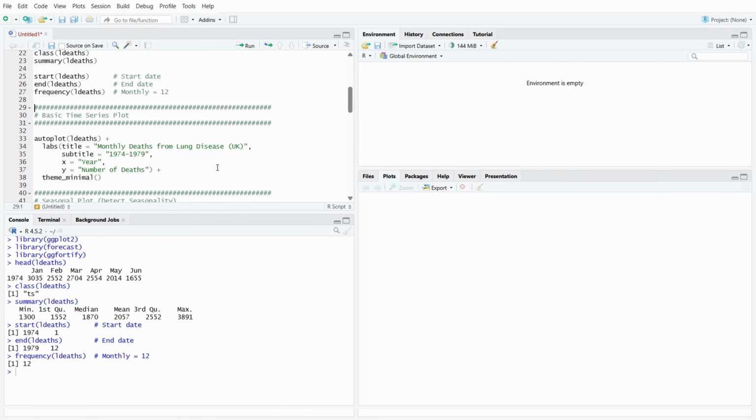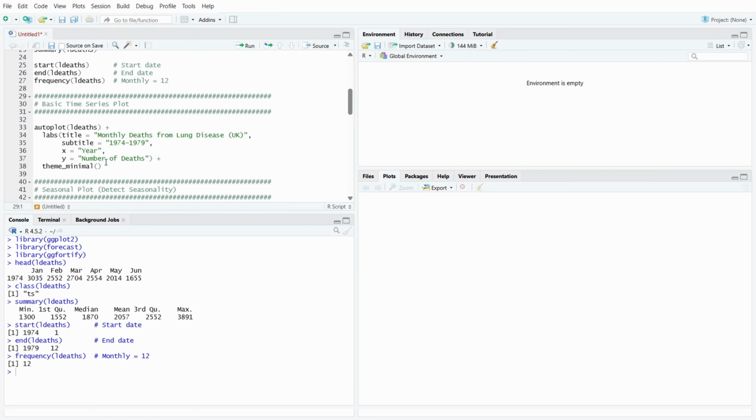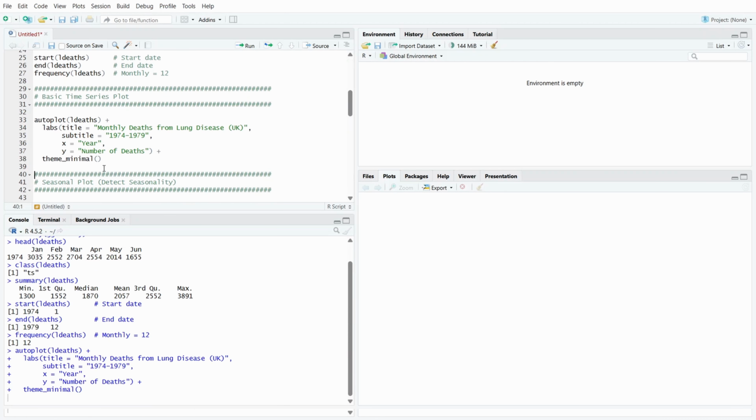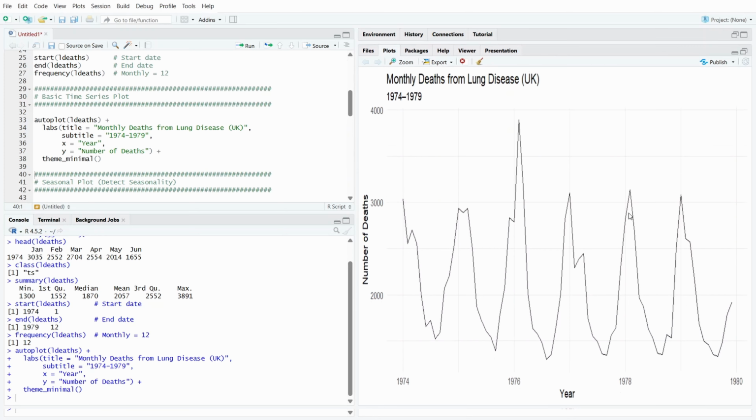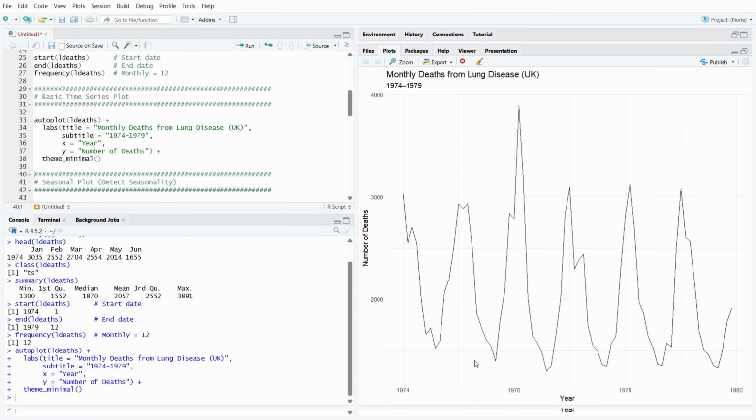A basic line plot reveals a clear, almost rhythmic sawtooth pattern. Are deaths increasing year over year? It's hard to tell just by looking. Let's take a close look at what this chart is telling us. We are seeing monthly deaths from lung disease in the UK over a 6-year period, from 1974 to 1979. Each point on the line represents 1 month, and together they form a continuous story about how these deaths change over time.